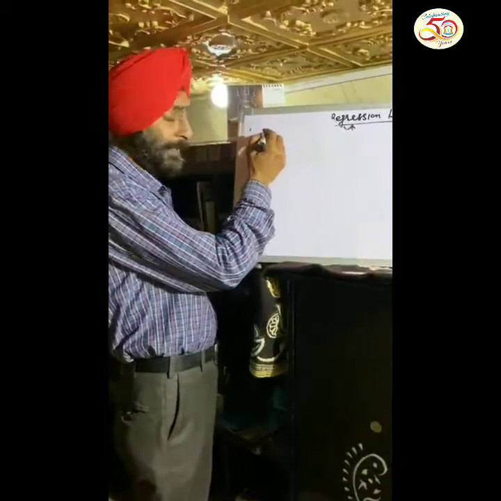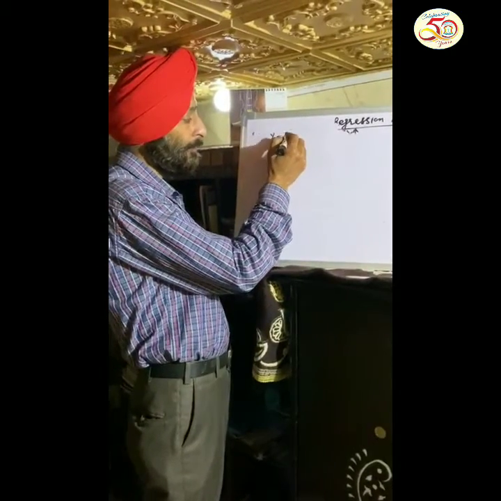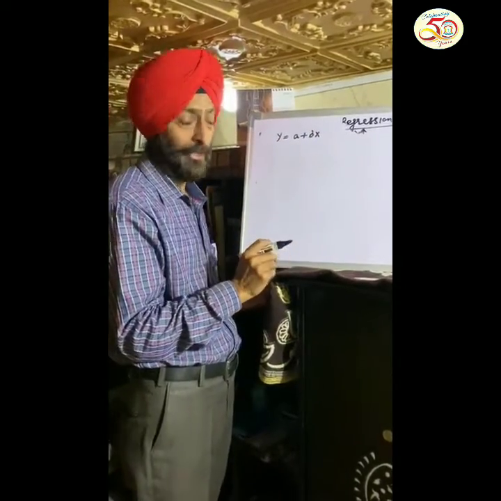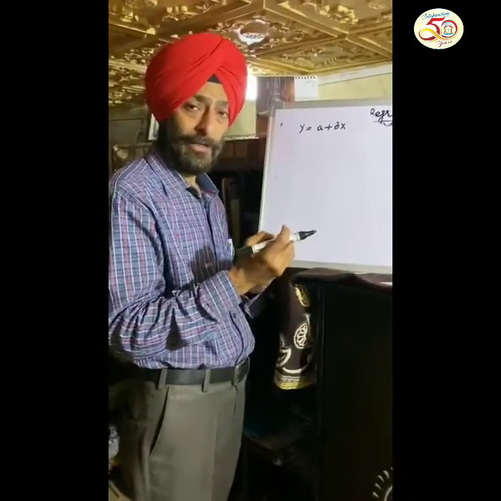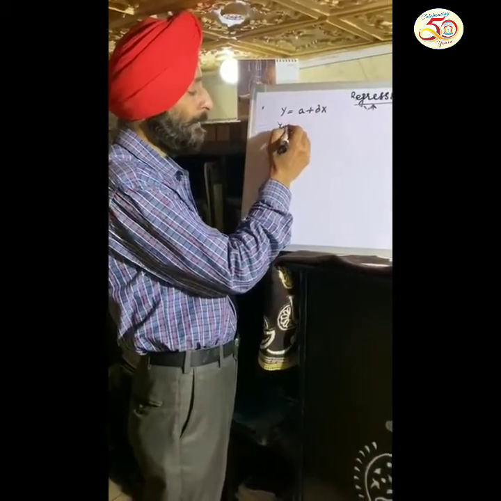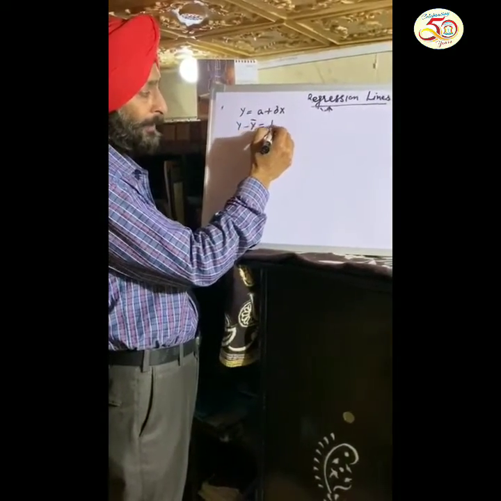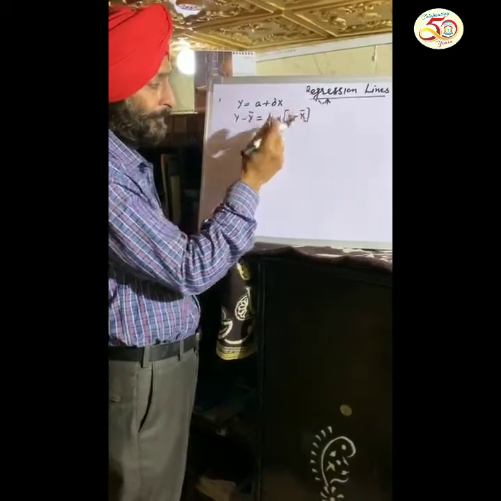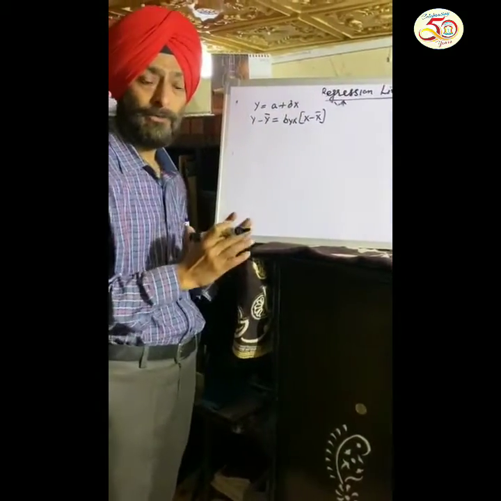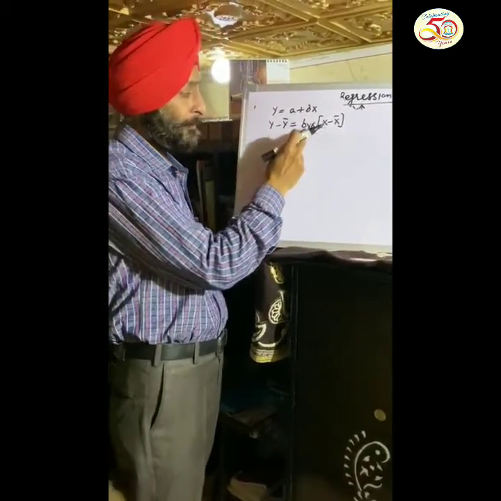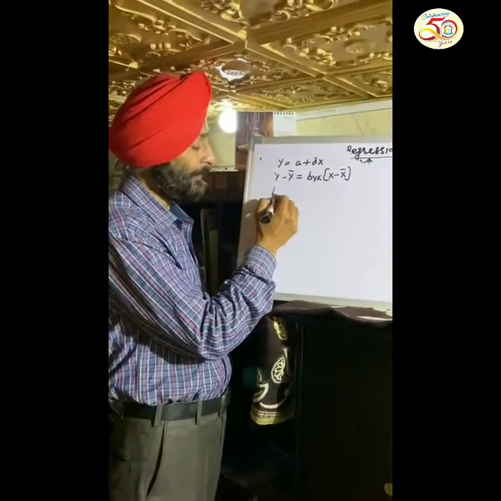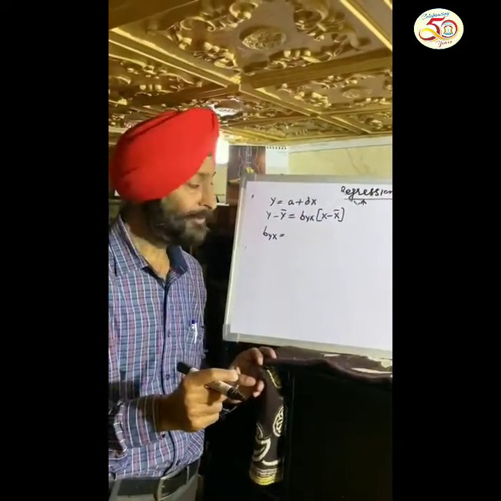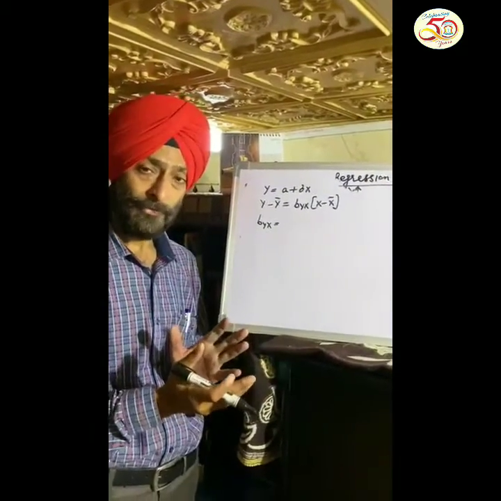If this is the line, that is y equals a plus bx, this is our linear equation. From this we get one regression equation, that is y minus y bar equals byx into x minus x bar. So these two are mean values of the two variables. Byx is the regression coefficient. It shows dependence of y on x. X is independent and y is dependent.